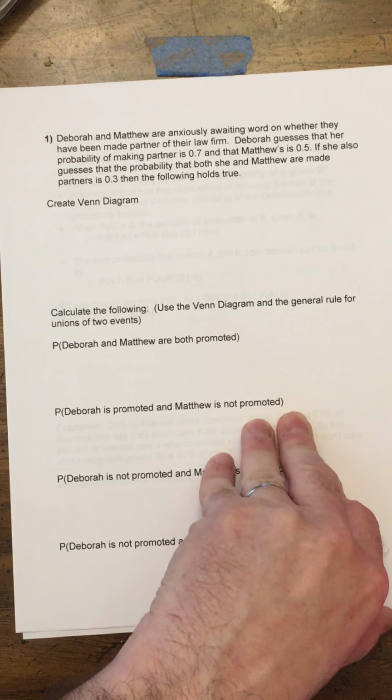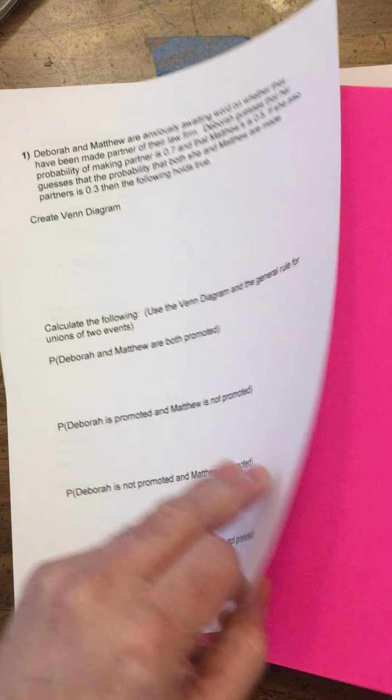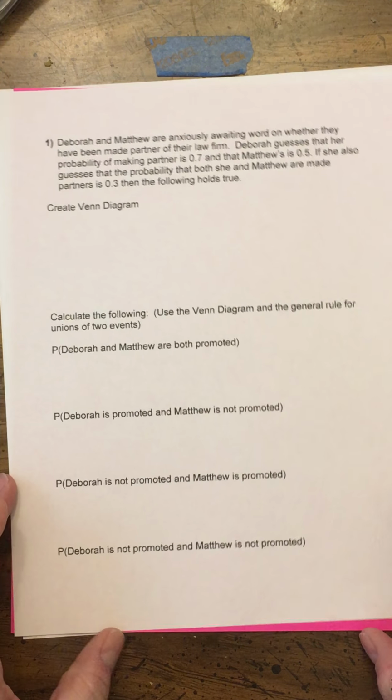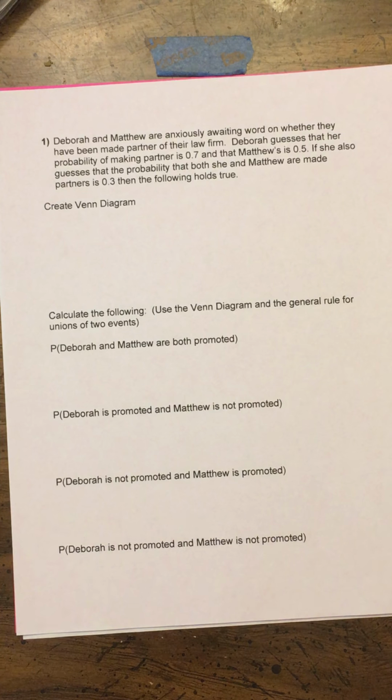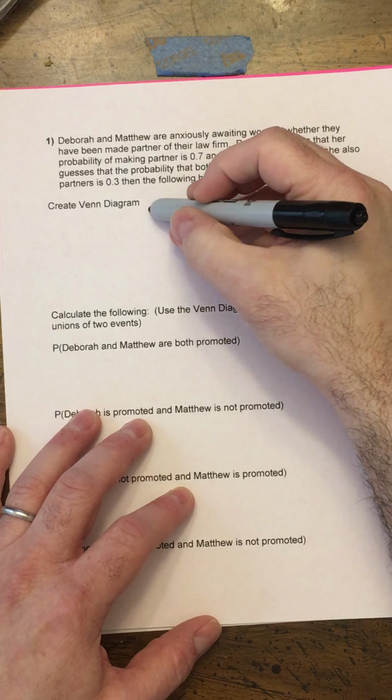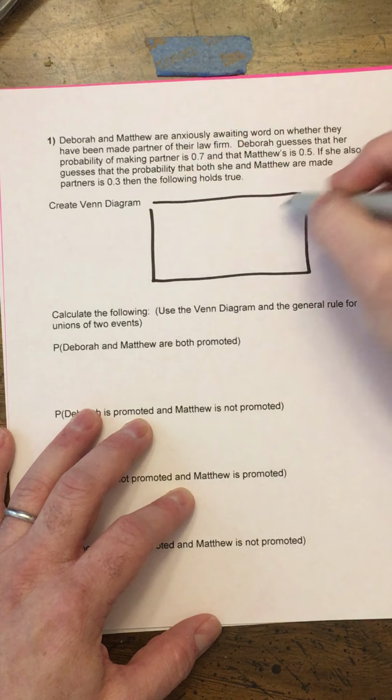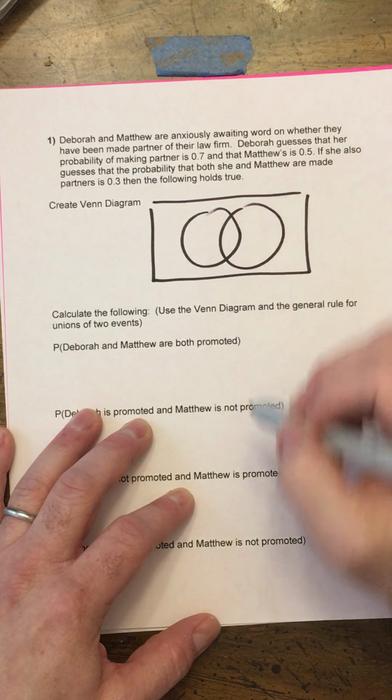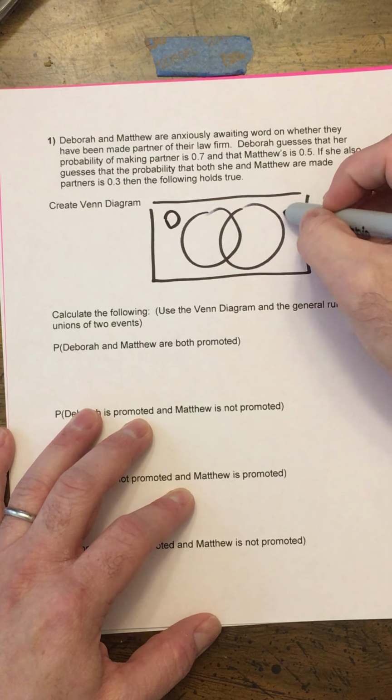Here's a problem where you have to use a Venn diagram to solve it. Okay, Deborah and Matthew are anxiously awaiting word on whether they have been made partner at their law firm. Deborah guesses that her probability of making partner is 0.7 and that Matthew's is 0.5. If she also guesses that the probability that they both are made partners is 0.3, let's create a Venn diagram to illustrate this problem. So we know there's some overlap there. Here's the two circles. This will be for Deborah and this will be for Matthew.